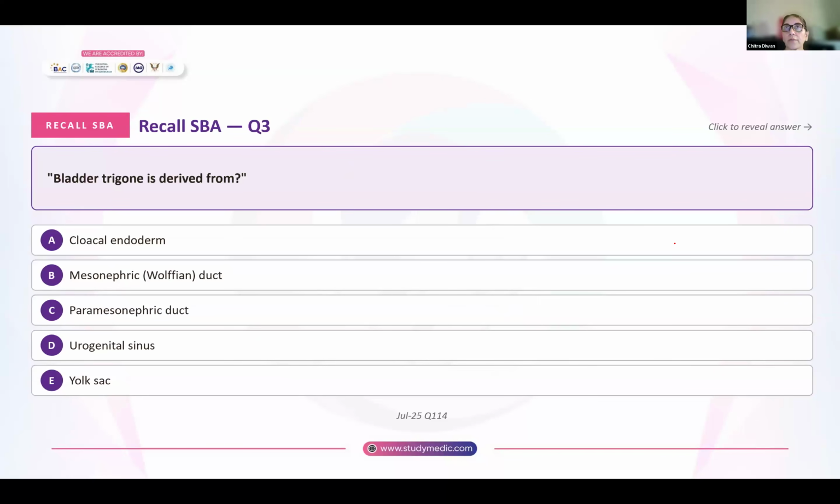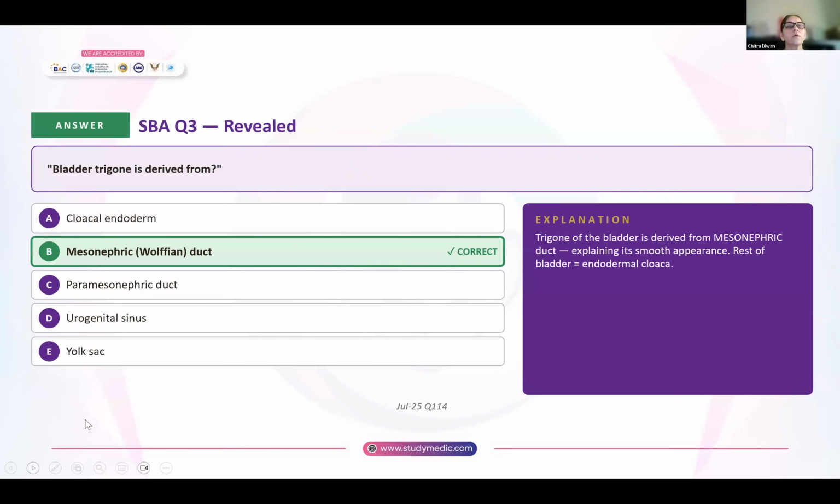Bladder trigone is derived from where? The other part of the bladder, except the trigone, is derived from the urogenital sinus. But the trigone, please remember, comes from the mesonephric or Wolffian duct. And it looks distinct from the rest of the bladder because it has a smooth surface at the level of the trigone, whereas in the rest of the bladder the epithelium is thrown into folds, what we call rugae.